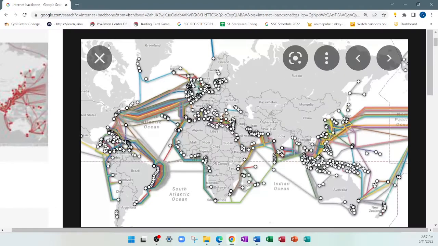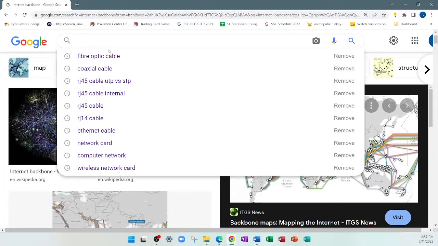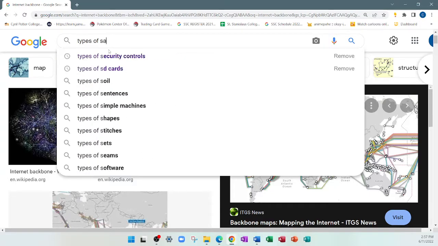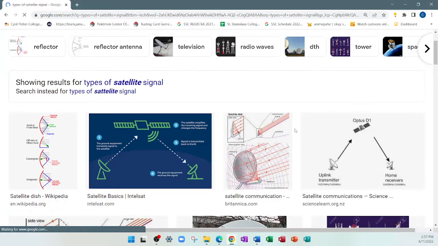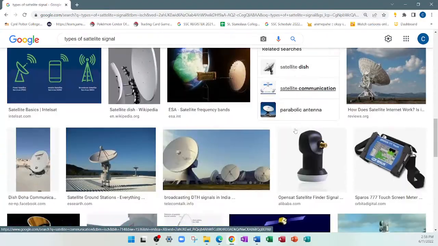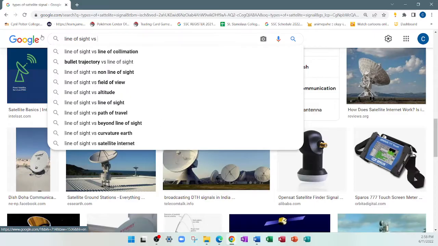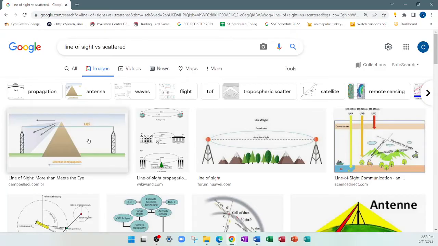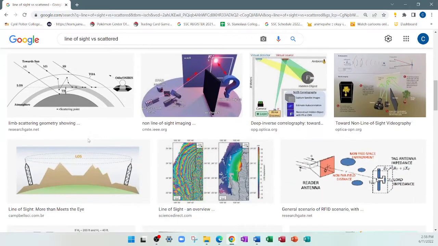Let me see if I can find a diagram of that. Alright, let me Google line of sight. Should have done that. Line of sight versus scattered. Good.